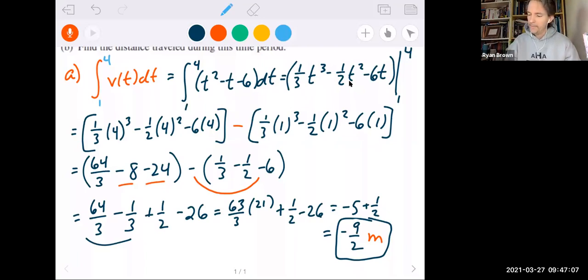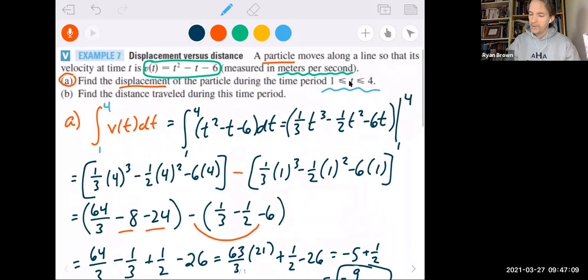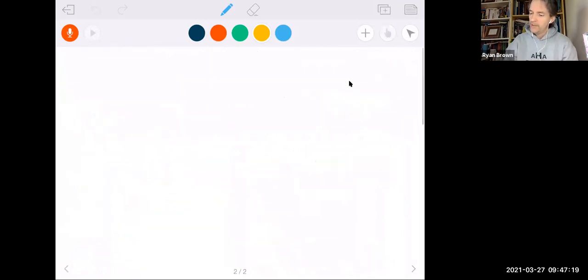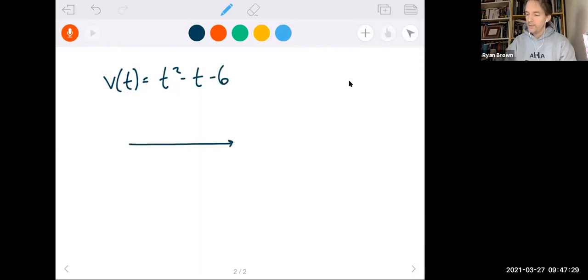Okay, that's part A. Now, when we find the distance, part B, this is the more involved problem. We want to find the distance traveled during the same time period between 1 and 4. I need a new page for this one. My velocity again was t squared minus t minus 6. Like we said, this particle is going to be traveling a little bit to the right, and then maybe a little bit to the left, a little bit to the right, but we need to add those all together. So we need to figure out which parts are negative so I can make them positive and add all positive areas. So I need to know where this thing changes direction.